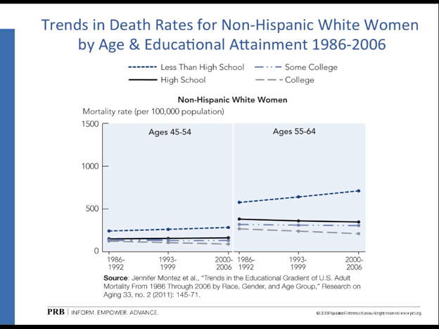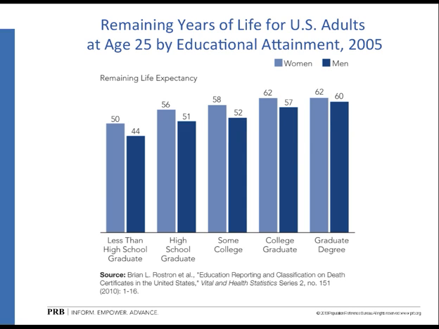So, you might ask, just how wide are educational differences in mortality at the present time? Let's take a look at the most recent life expectancy estimates for U.S. adults, prepared by Brian Rostron and colleagues at the National Center for Health Statistics. Using cleaned up data from 33 U.S. states in 2005, they showed life expectancy figures at age 25. So at age 25, women with a college degree or graduate degree are expected to live on average an additional 62 years, or a total of 87 years, while women without a high school degree are only expected to live on average an additional 50 years, or a total of 75 years.